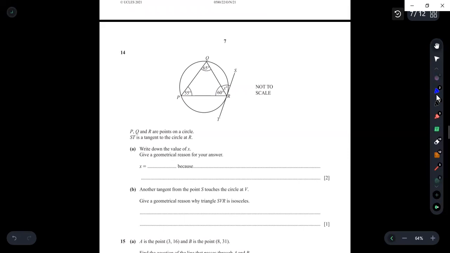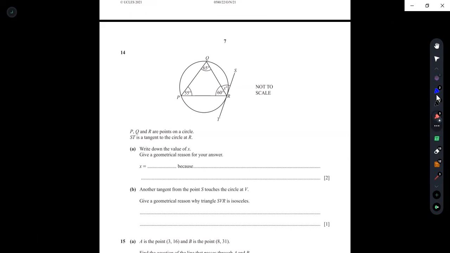So you have learned the circle theorems. We should know that there is a theorem that links this angle. This angle is the angle between a tangent and a chord. ST is a tangent and QR is a chord at the point of contact. This is the alternate segment theorem, which says that the angle at the point of contact between the tangent and the chord is the angle subtended by the chord in the alternate segment.